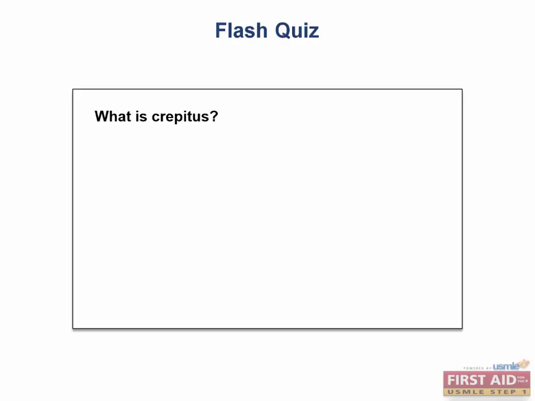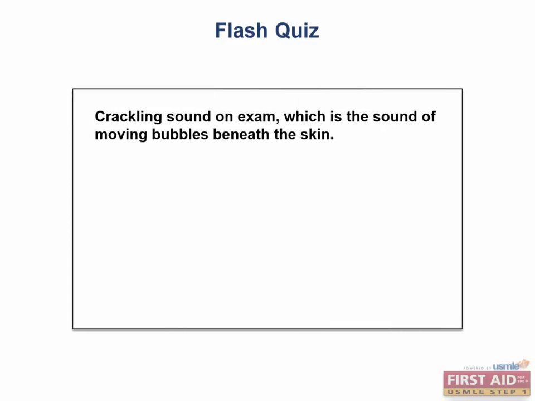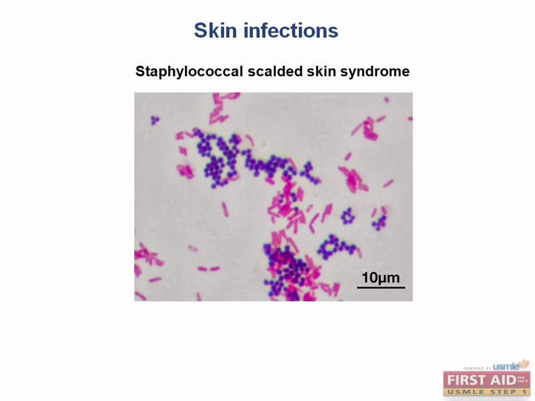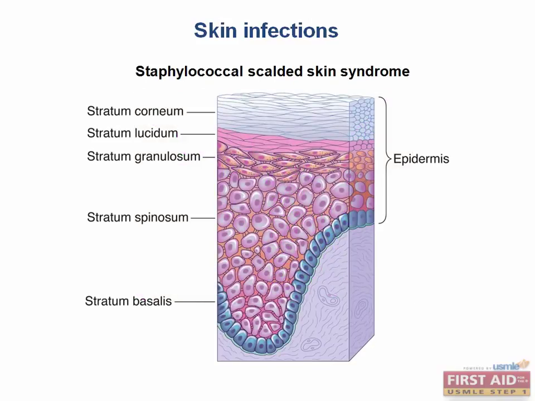Flash quiz. What is crepitus? It's the crackling sound on physical exam, which is the sound of moving bubbles beneath the skin. The next skin lesion is actually a syndrome called staphylococcal scalded skin syndrome. Do you recall this syndrome from the infectious disease chapter? Here, an exotoxin that is released by Staph aureus destroys the attachments between keratinocytes and the granulosum layer of the epidermis. Patients develop a generalized erythematous rash with loss of the layers above the granulosum. Classically, this disease is thought to happen in newborns and children.